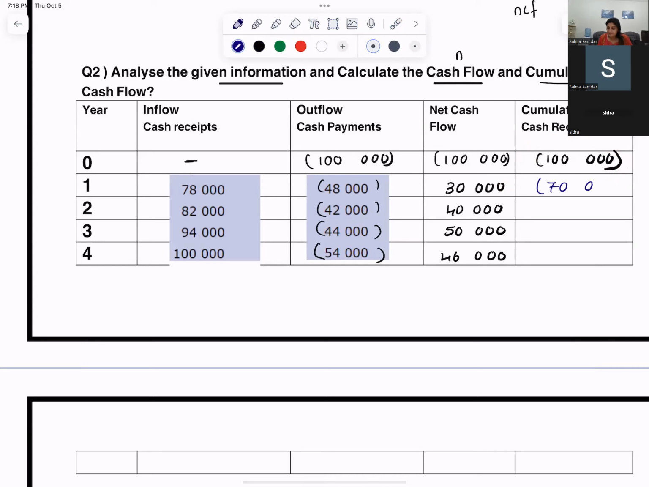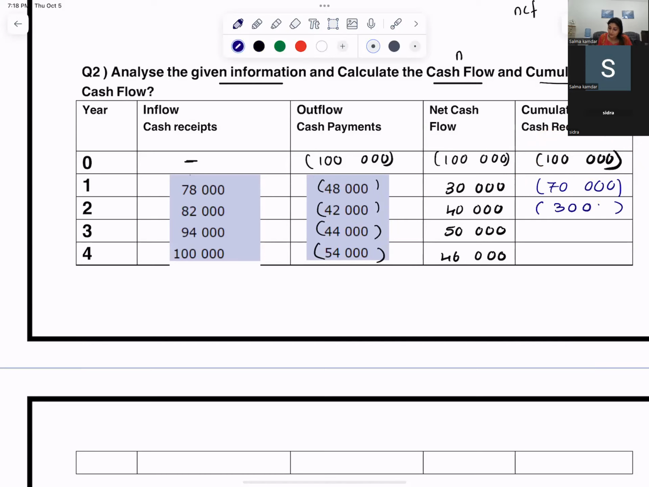How much amount in year zero have you invested? Okay, so subtract the 100,000. You got back 30,000. So at the end of year one, how much is still left to be received? Minus 70,000. At the end of year two, minus 30,000.